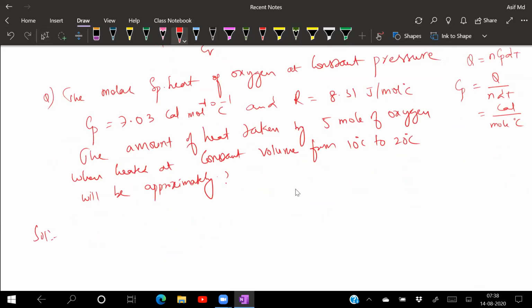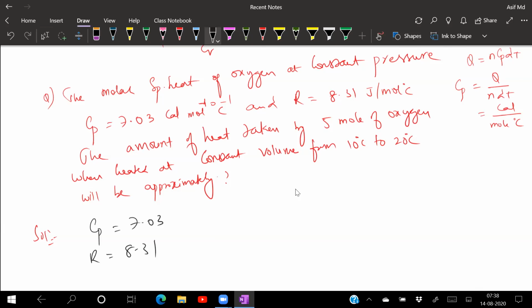Sir, I didn't understand. See the question first. The molar specific heat of oxygen at constant pressure. That means the Cp. Cp, sir. Yes, the Cp value is given as 7.03. The next one is the R value, which is given as 8.31.